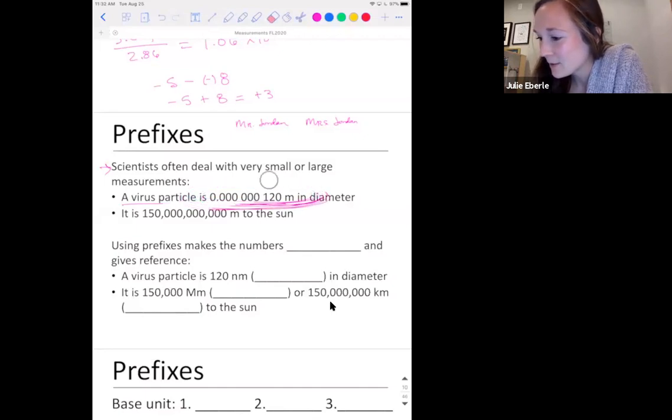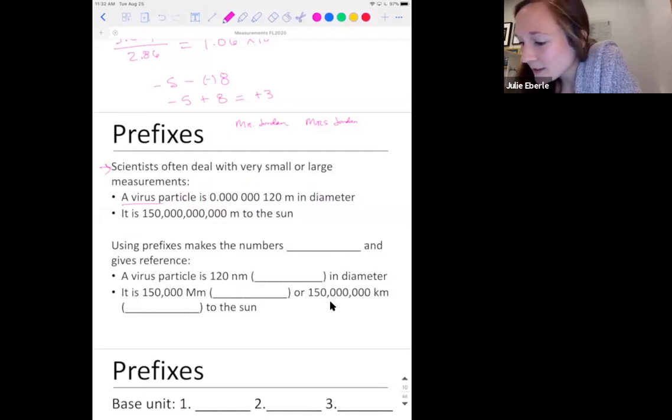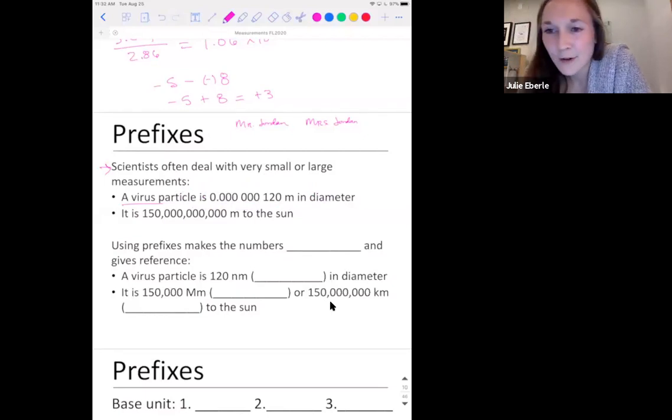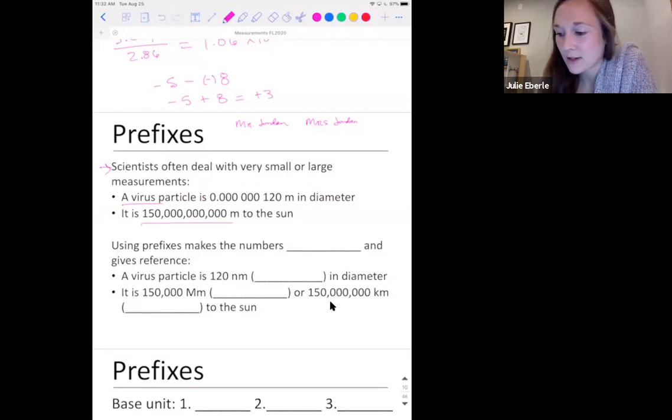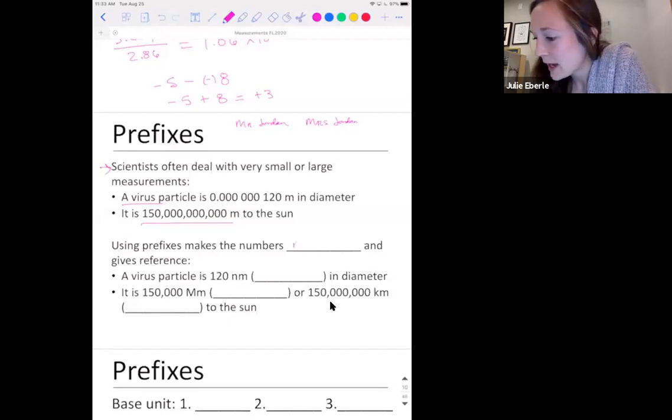It is 0.000000120 meters in diameter. If we're talking about the distance to the sun, we could say it is that many meters from the earth to the sun. But it's hard to look at numbers like that with that many zeros and comprehend it. So we use prefixes to help make numbers manageable.